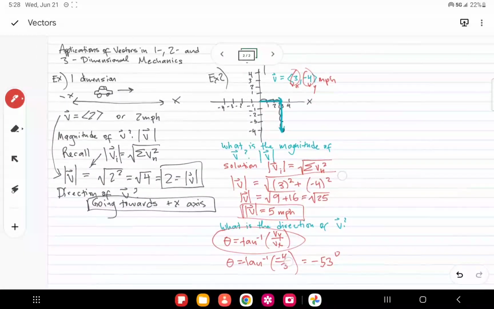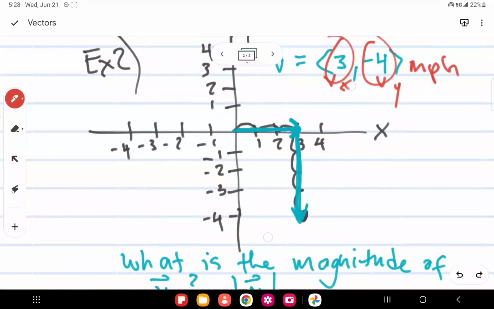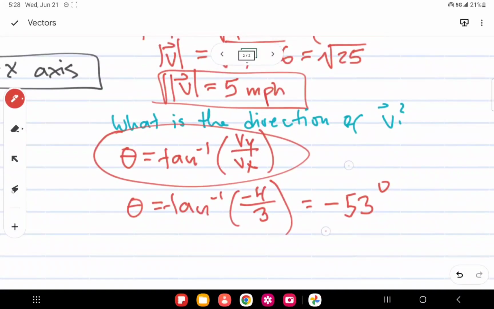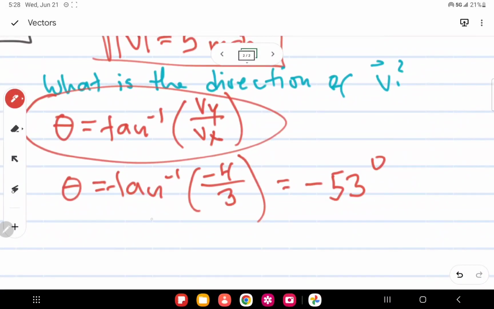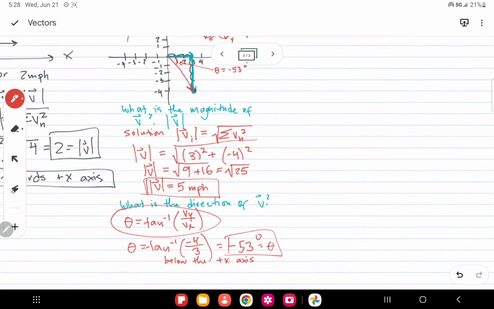Okay, so as you can see, if you think about it, -53 degrees is the angle right here. Theta is -53 degrees, so we can say it's -53 degrees below the plus x axis. Okay, so -53 degrees will be the direction of that 2-dimensional vector.